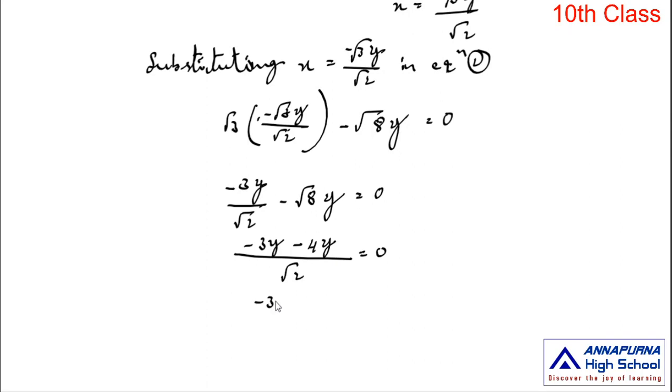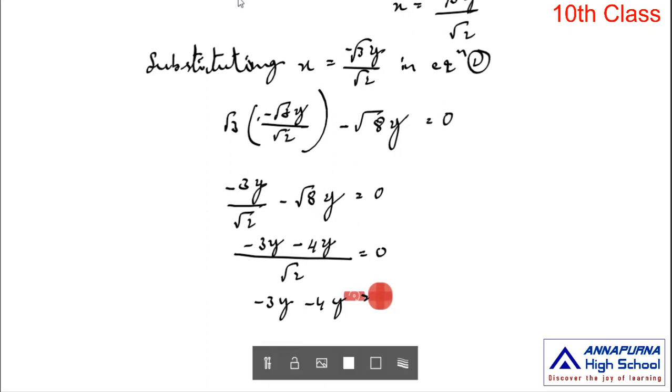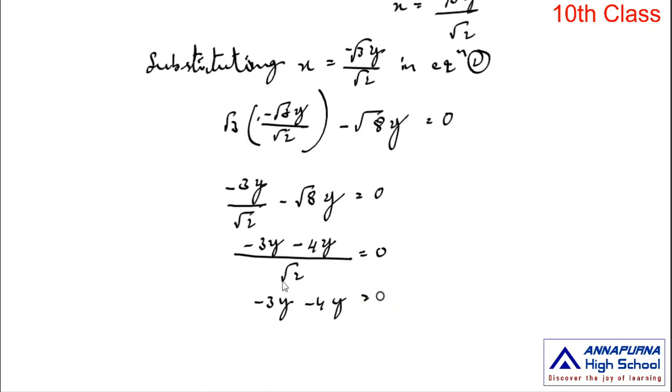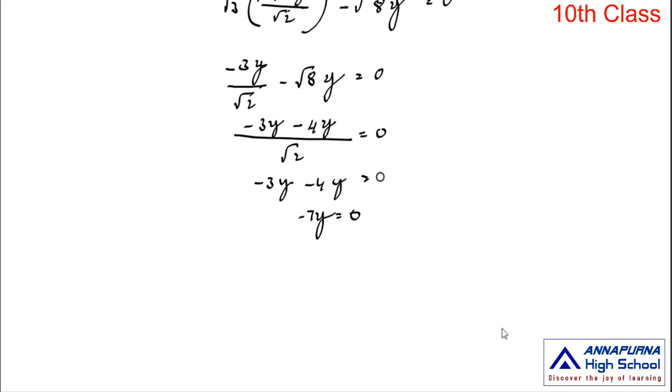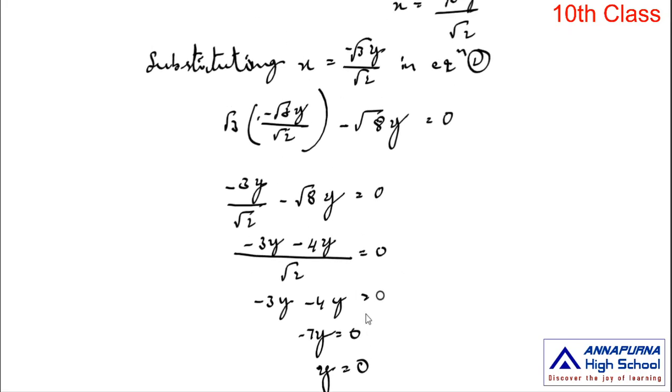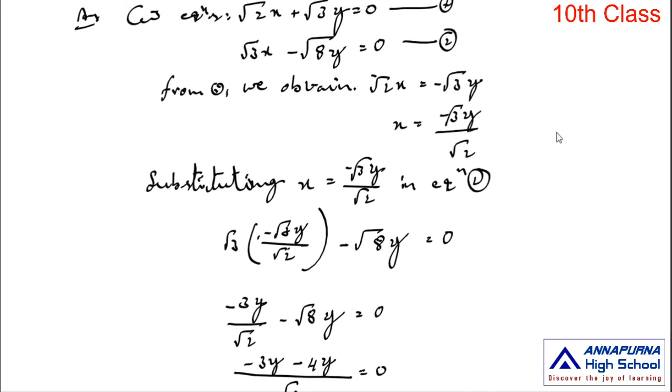So minus 3y minus 4y is equal to, when I transpose this root 2 to the right side, 0 into root 2 is equal to 0. So minus 3y minus 4y is equal to minus 7y is equal to 0. Okay, so from this y is equal to 0. Now substitute this y in equation 3. This is equation 3.